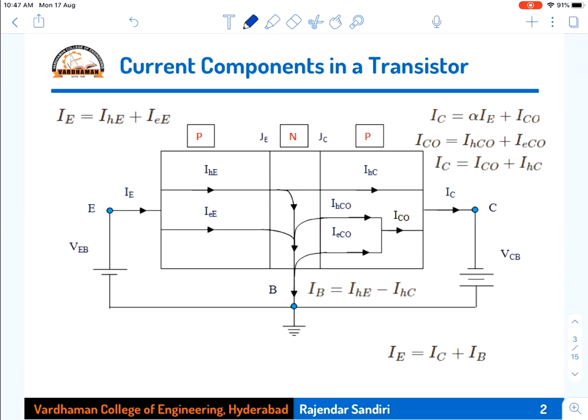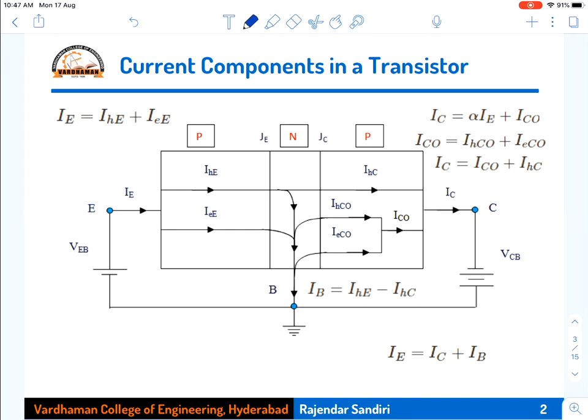You got that equation. But to get this equation, IE is equal to IB plus IC, what are all the currents that are flowing in all three regions, or crossing the junctions? Those are all the current components present in the transistor. We will look at them by seeing this diagram.